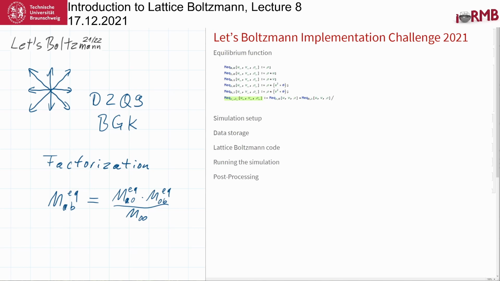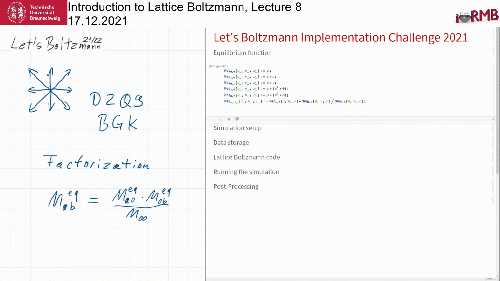Okay, so this divided by M EQ, the zero order moment, so the zero order moment is M EQ 0, 0, and this is a function of U, V, and rho. Okay, so this gives the definition of the equilibrium moments.